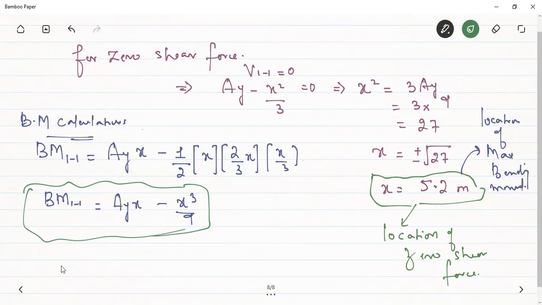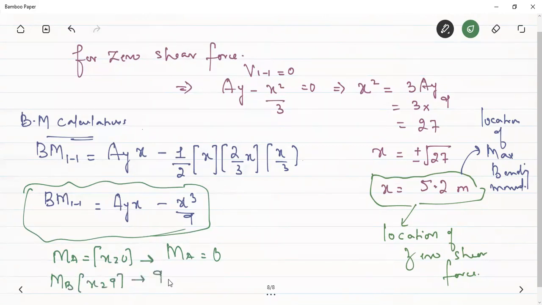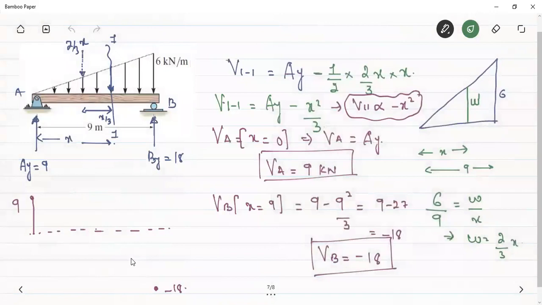Obviously, for the moment at A we can put x to be 0, which gives us moment at A equal to 0. And if we want to find the moment at B, then we have to put the value of x to be 9. Then it will be equal to the reaction Ay, which is 9, multiplied by x, which is 9, minus 9 cubed divided by 9. Therefore, we will get 9 square minus 9 square, which will be equal to 0. So the bending moment at A and B is equal to 0.